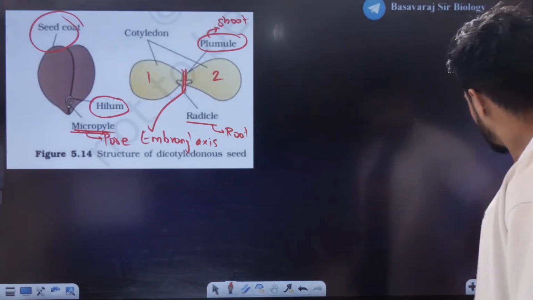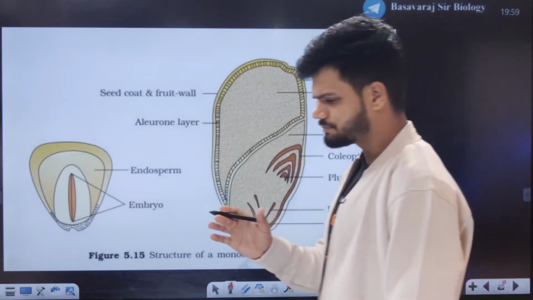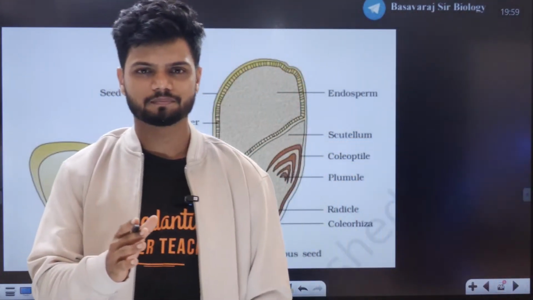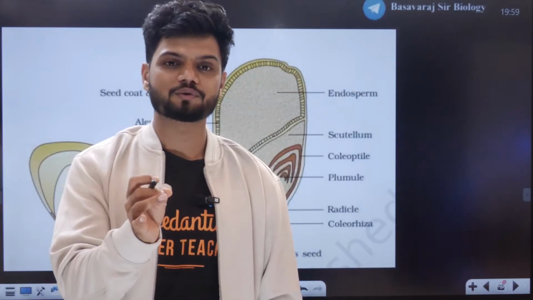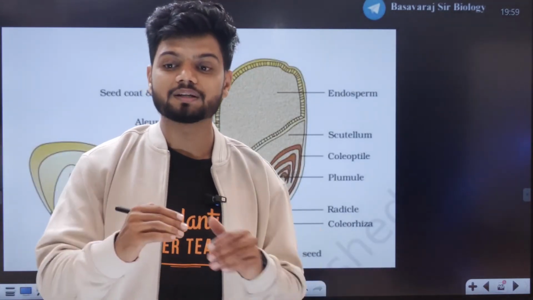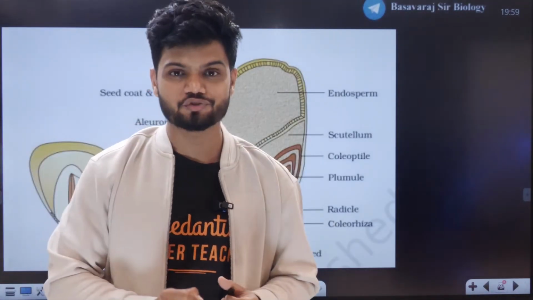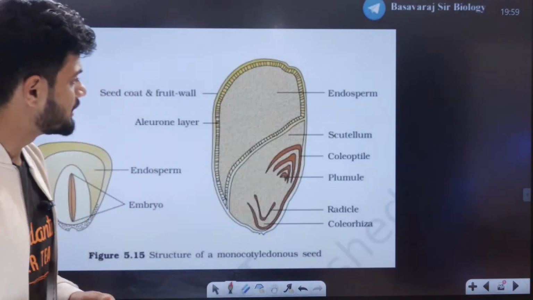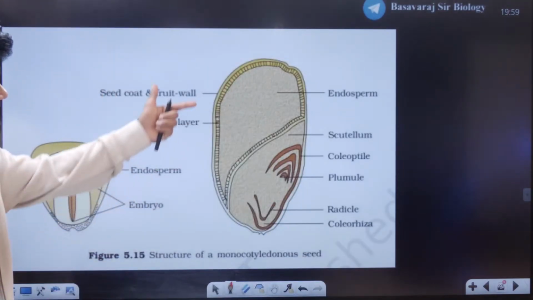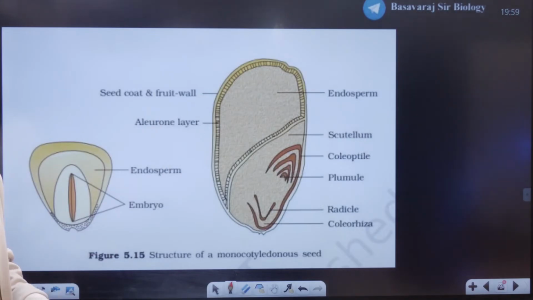Okay. Next thing is the monocot seed. Now here, which type of question can we expect? The main question they can ask you is about the single cotyledon. What is the name of the single cotyledon present in the case of monocot? Can anyone tell me? Which is the single cotyledon present here?